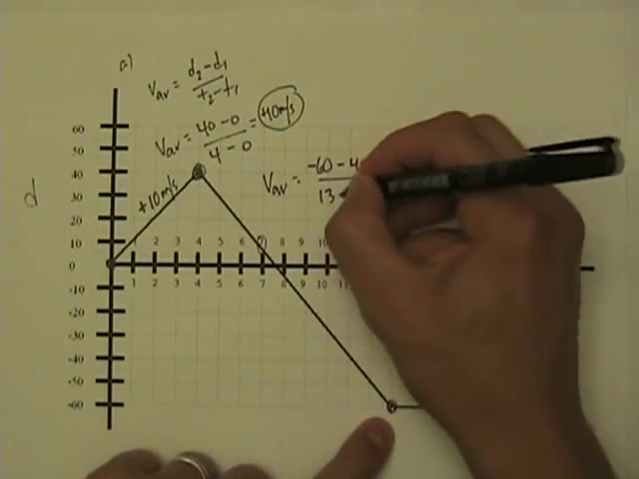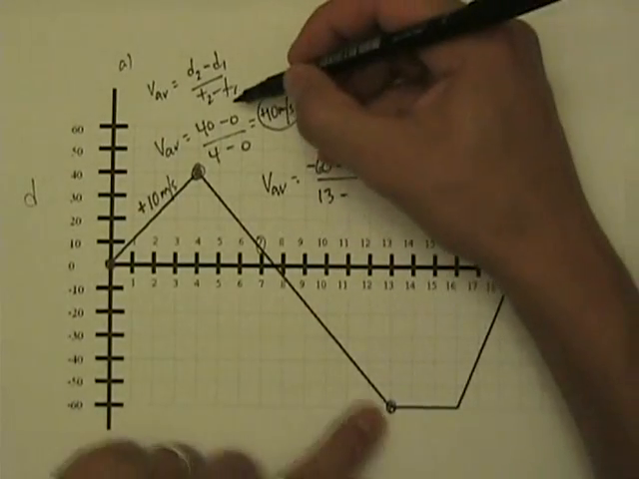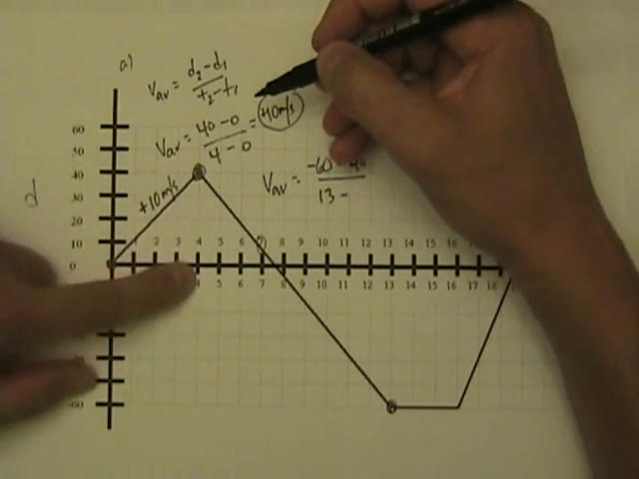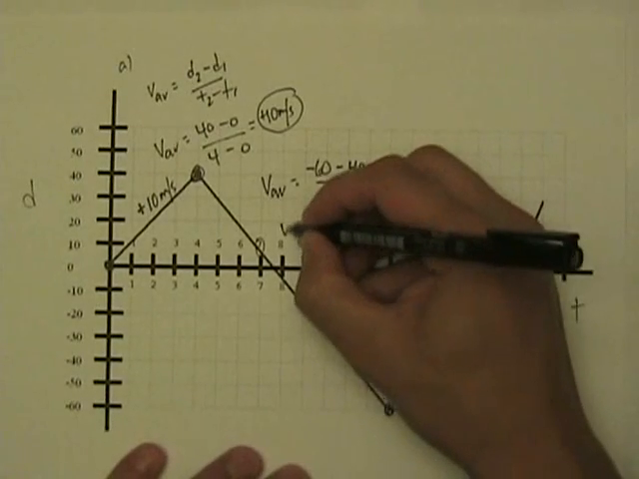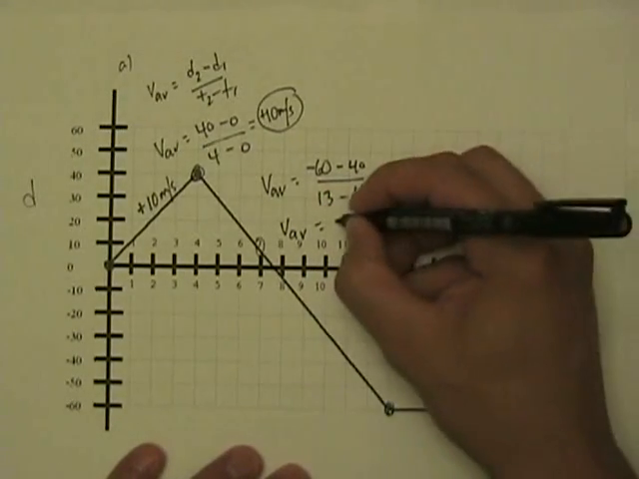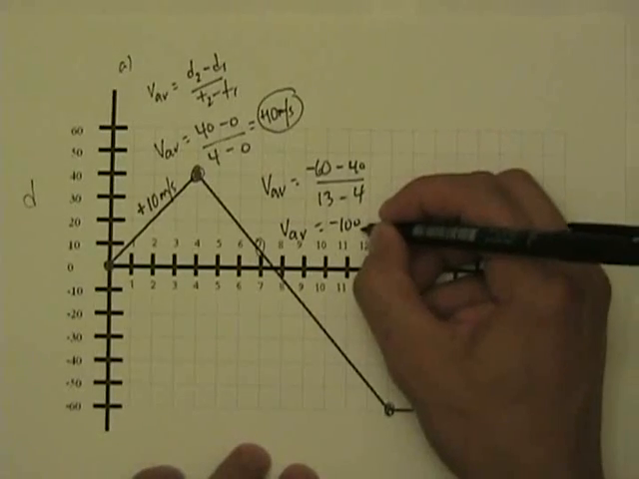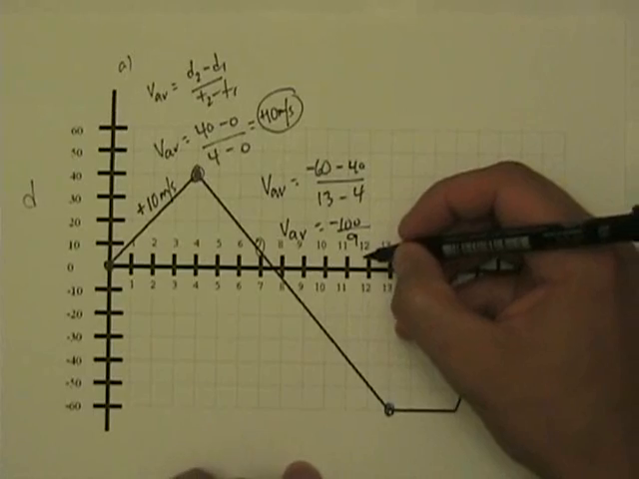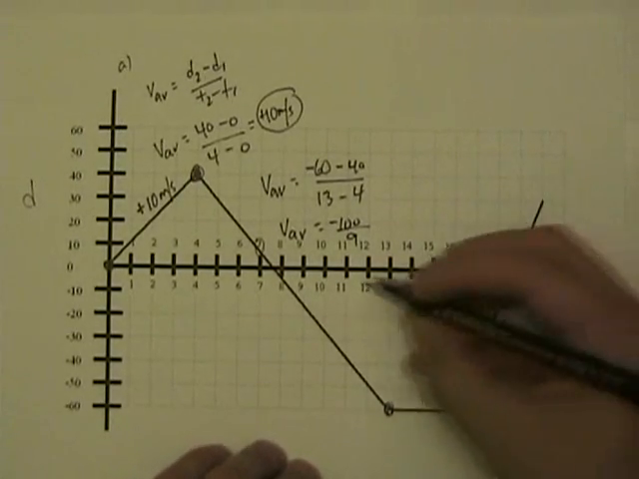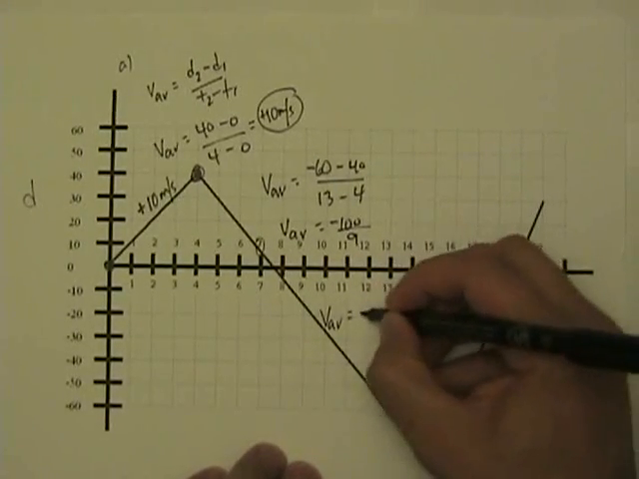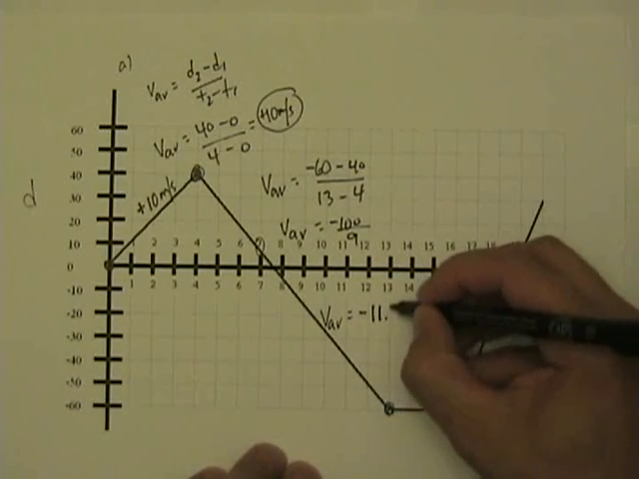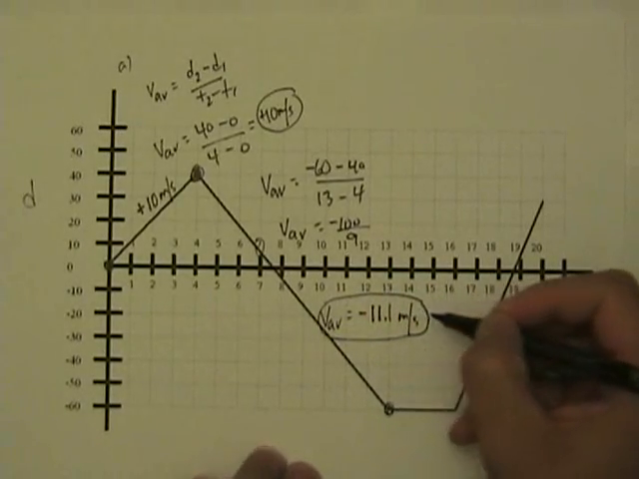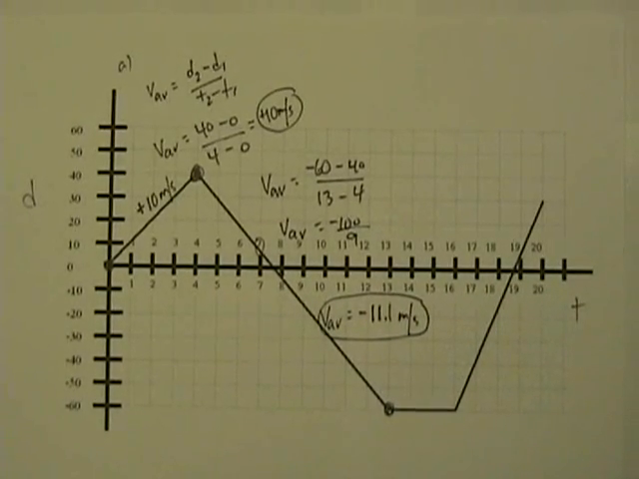T2, which is 13, and here's where the common mistake is. T1 is not 7, it's actually the start of your whole entire line that you've chosen. So that's going to be 4. So your average velocity in this case is going to be minus 100 divided by, so what's that? 9. So your average velocity of minus 100 over 9 is going to be minus 11.1 meters per second. So that is for 7 to 13.